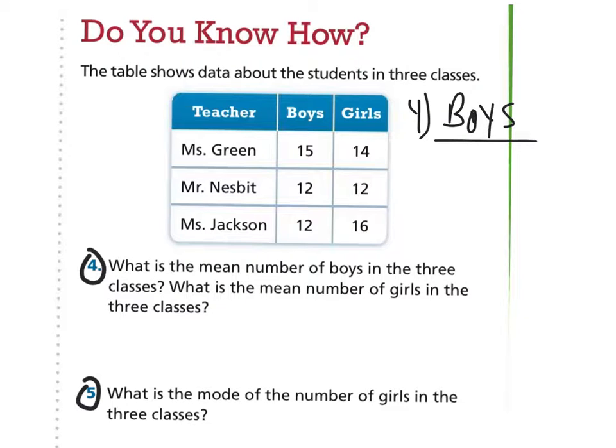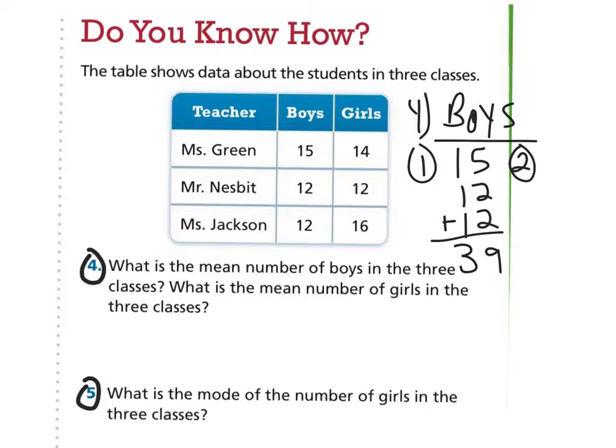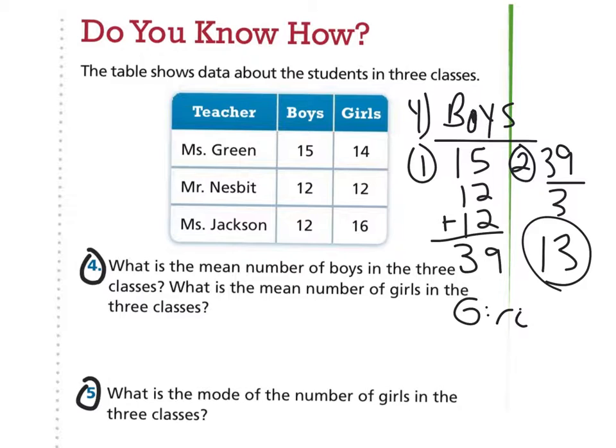So first thing we'll add together the number of boys in each class, 15, 12, and 12, which is 39. And then since there are 3 classes, 3 numbers here, so 39 divided by 3, which is 13. So the mean, or the average number of boys is 13, which looks reasonable. And then we'll do the same idea for the girls.